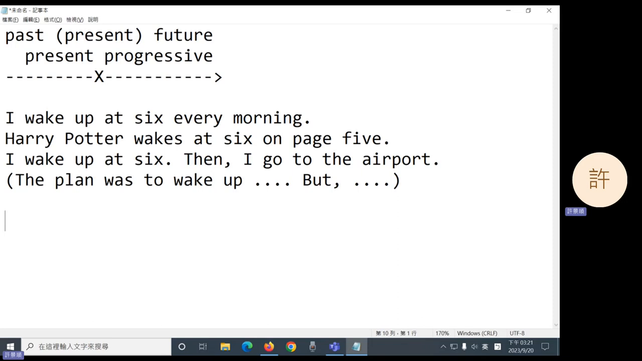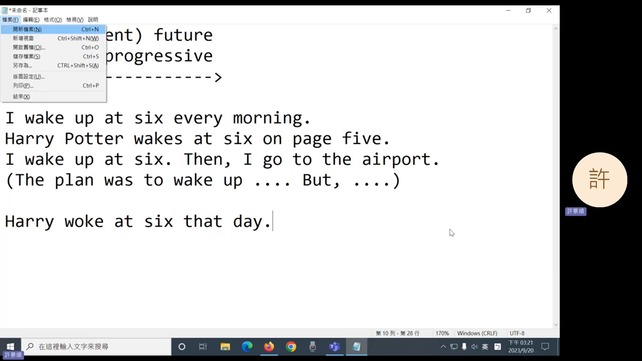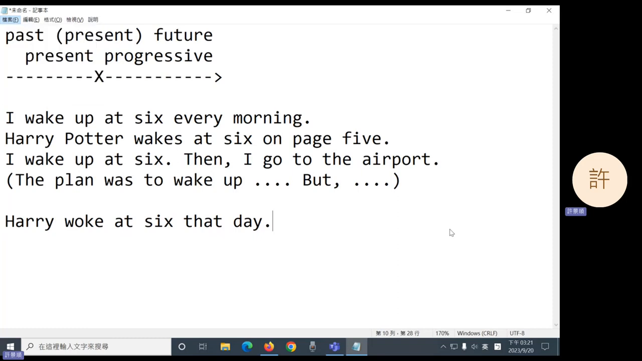So to go back to the example, usually you would see the past tense to tell a story. This is the most common way of writing a story in English. But sometimes if a writer wants to make you feel what happens as it is happening, they might use the present tense.